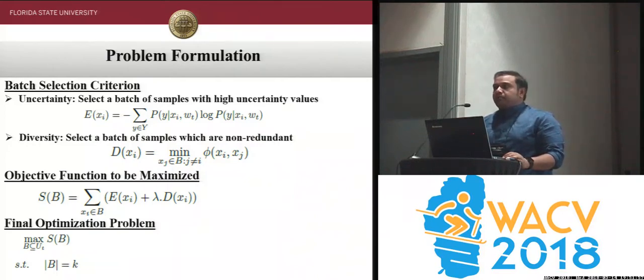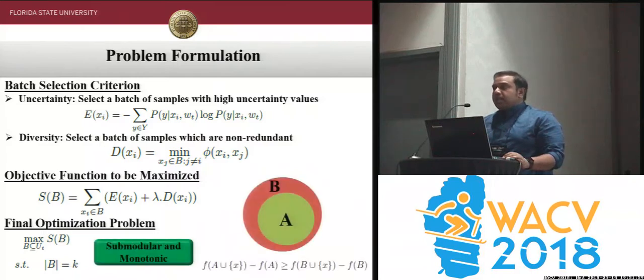This function happens to have two very important properties. It's submodular as well as monotonic. And we use these properties to find a solution.